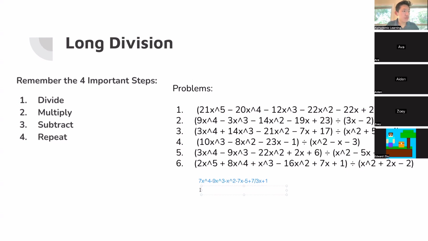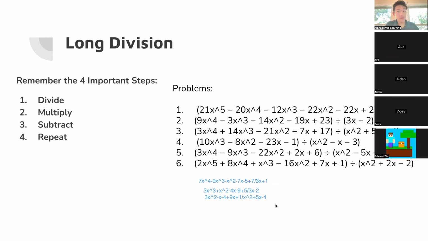For number 2, we have 3x cubed plus x squared minus 4x minus 9 plus 5 divided by 3x minus 2. For number 3, we have 3x squared minus x minus 4 plus 9x plus 1 divided by x squared plus 5x minus 4. I'll just cover these 3.